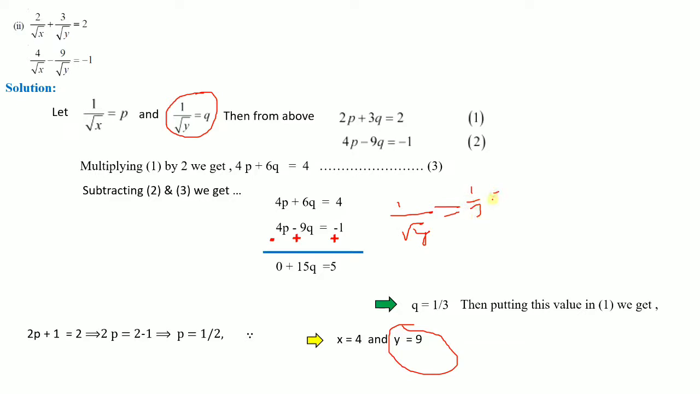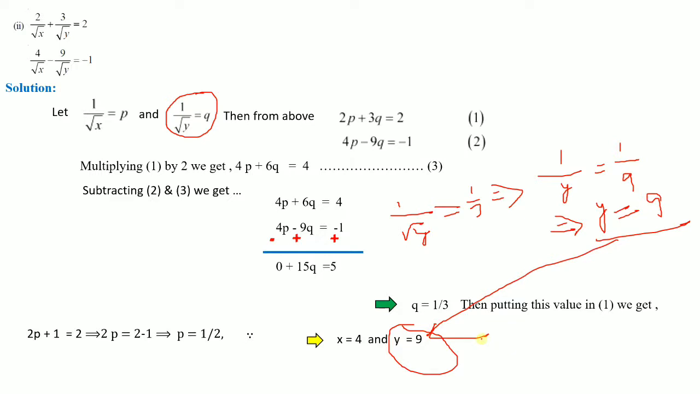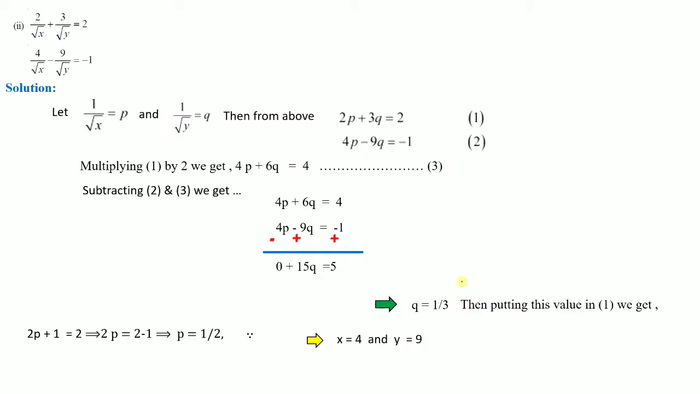So squaring both sides, we will have 1 upon y is equal to 1 upon 9. So taking reciprocal of both the sides, y is equal to 9. So this y is equal to 9 is here. So that's all about the solution of this question. Next question.